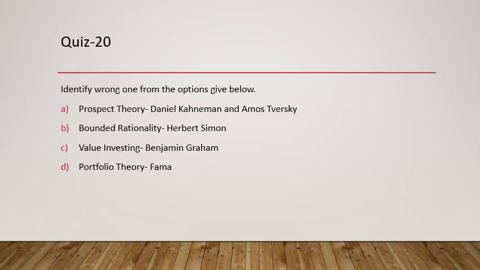Question number 20 is identify wrong one from the options given below. So we are very clear that value investing is Benjamin Graham, bounded rationality is Herbert Simon, prospect theory is Kahneman and Tversky, and portfolio theory for Fama is the wrong example.